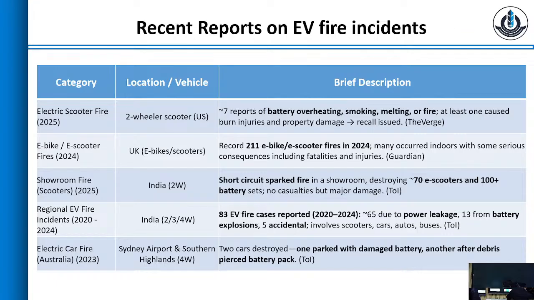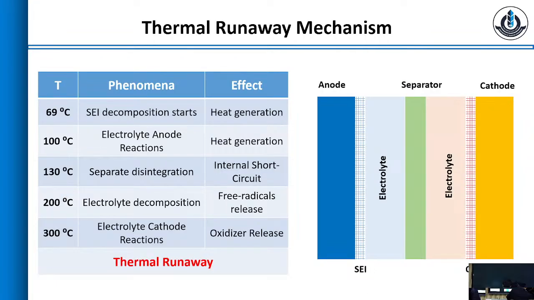If you compare it to conventional IC engine vehicles, the numbers are not that large. These are still rare in occurrence, and the likelihood of a battery fire is less compared to a fossil fuel or IC engine vehicle. However, the severity of these fires, and the chance of extinguishing them, is challenging. So now let's look at the mechanism through which this battery fire happens.